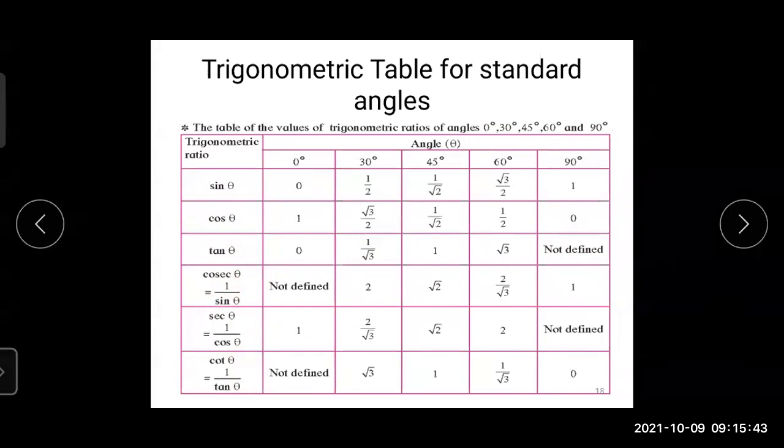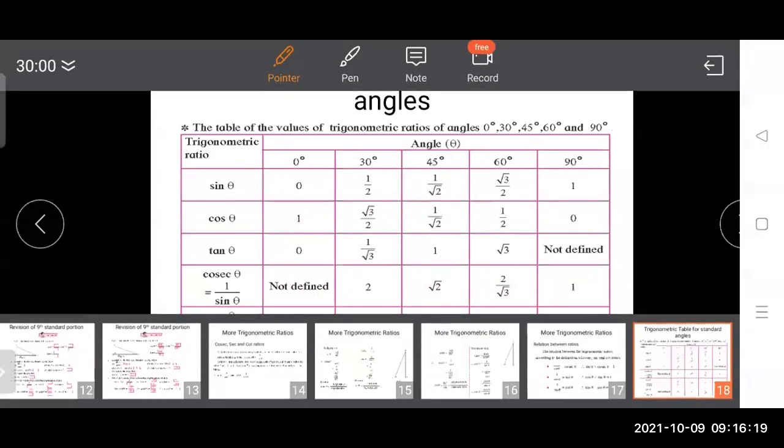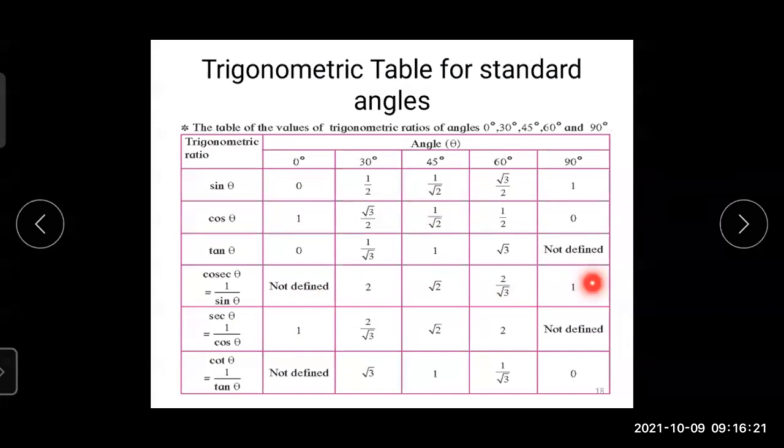So now see here, cosec is equal to 1 upon sin theta. That is, on 0 it will be not defined. On 30 degree it will be 2. Then it will be root 2 here, and 2 upon root 3 here. This line is the inverse of this line. If we divide by 0, it will be not defined. 2 upon 1, it will be 2. Root 2 upon 1 will become only root 2. Then 2 upon root 3. This will be 1 upon 1, it will remain 1.